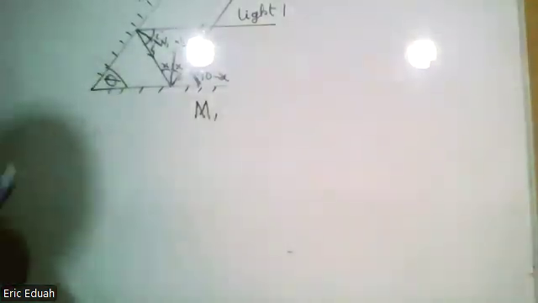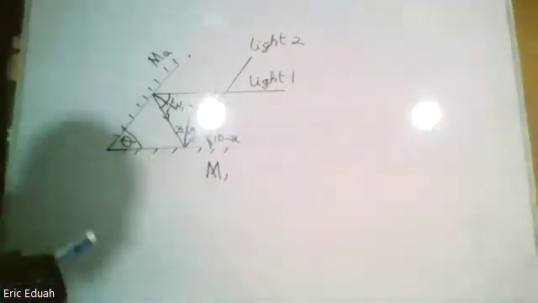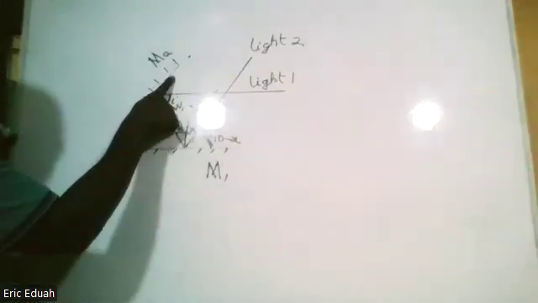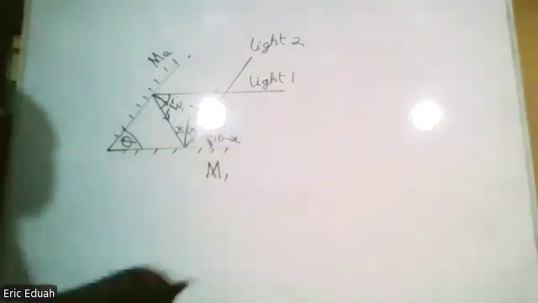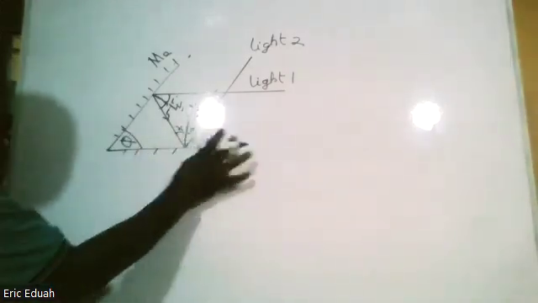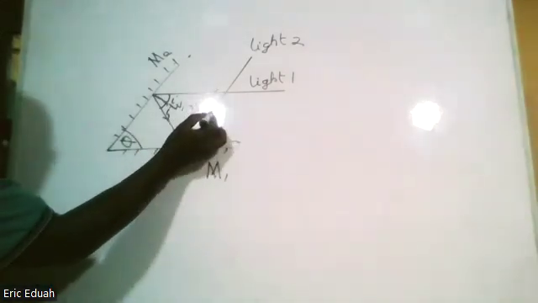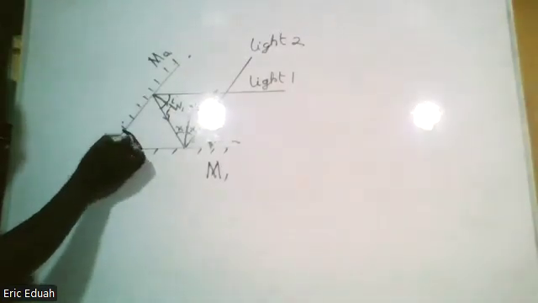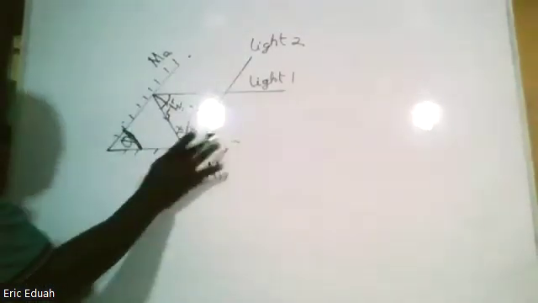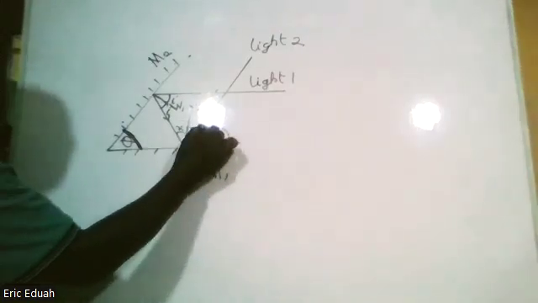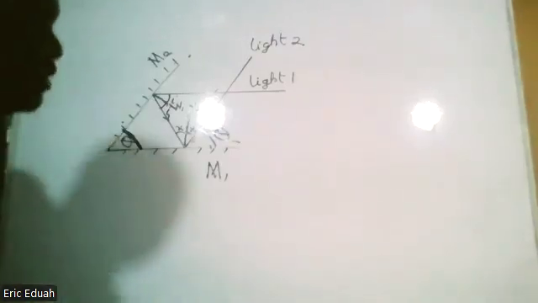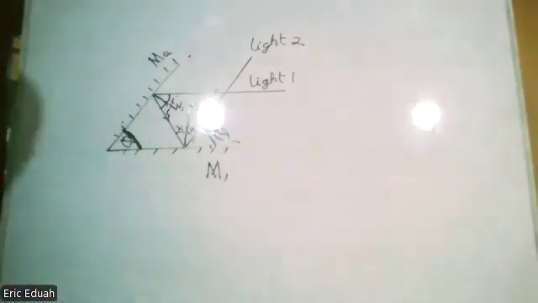So look here. We are told that light ray 2 and mirror 2 are parallel, meaning that the angle between light ray 2 and mirror 2, if this is theta, then this must also be theta. Why? Because this and this are parallel. Class, are you okay?